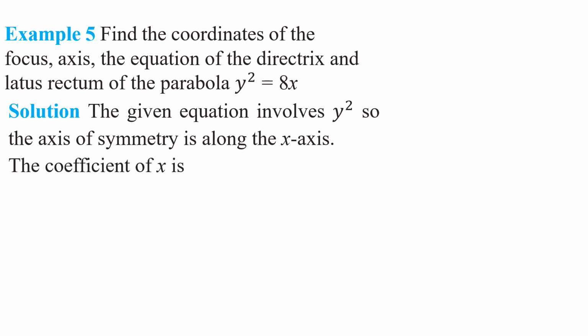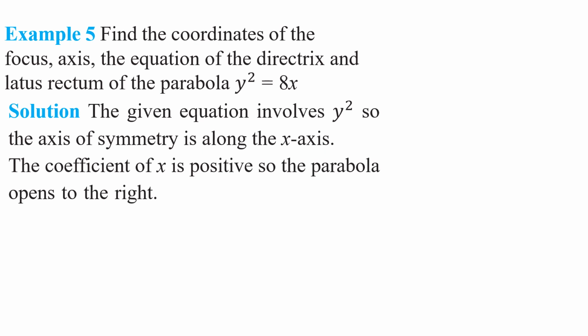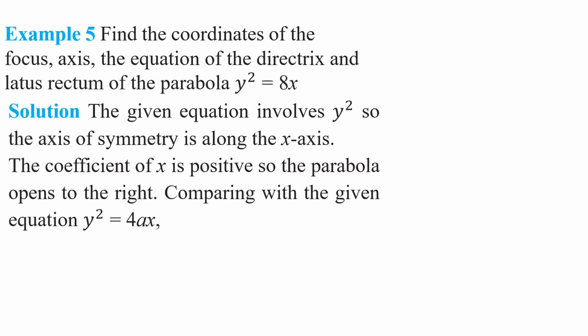The coefficient of x is positive. So the parabola opens to the right. Comparing with the given equation y square is equal to 4ax, we can find a is equal to 2. Understood this point, my children? After that, we have to observe the coefficient of x, whether it is positive or negative. By observing this equation, we can find that the coefficient of x is positive. So the parabola opens to the right indefinitely. Yes or no, my children?